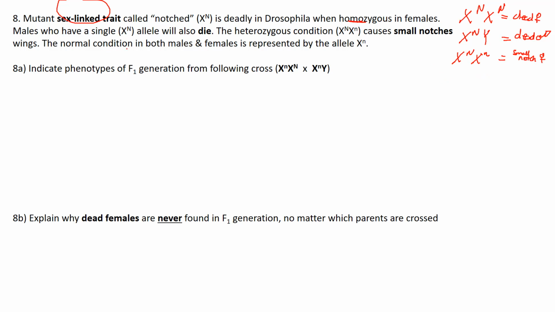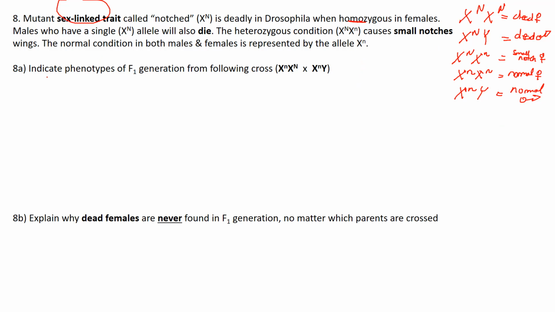And it says a normal condition in both males and females is represented by X with a little n. So they're saying X with a little n, X with a little n is a normal female. And for males, of course, they have a Y. So if he has an X with a little n and a Y, that's going to be a normal male. So there's our legend, pretty extensive, but I don't think that one was too bad.